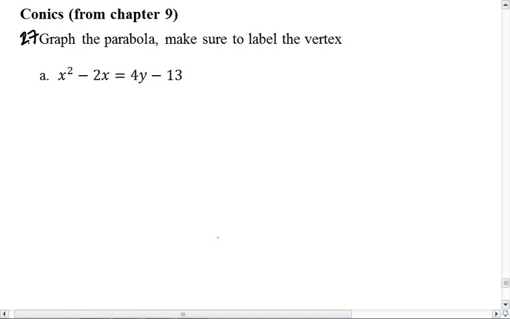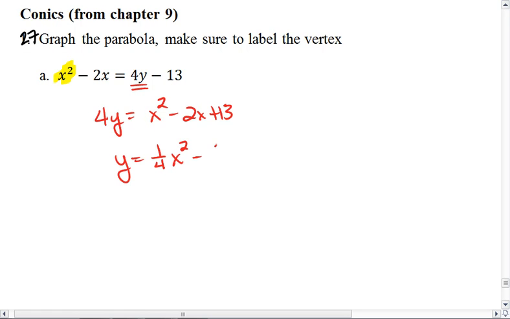In problem A, I notice that my x is squared, so I'm going to solve for my y. I get 4y equals x squared minus 2x plus 13. So y equals 1/4 x squared minus 2/4 x plus 13/4. For ease of calculation, I'm going to keep everything as fourths.